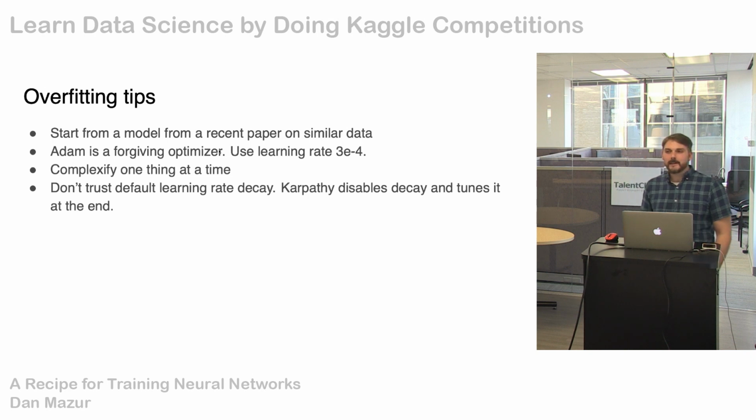Complexify one thing at a time. This goes back to treating this like a scientific process. If you add too much complexity too fast, you want to understand what you did or why you broke it. He also says he doesn't trust the default learning rate decay, so he disables it during this step, and he's going to tune it at the end, I assume when he's tuning the hyperparameters. So for overfitting, he just disables learning rate decay.